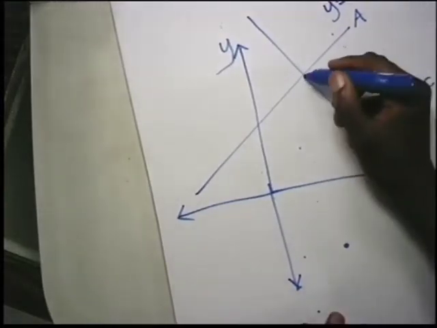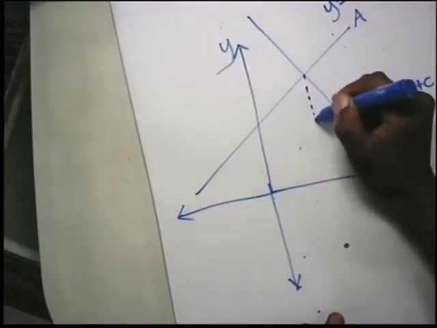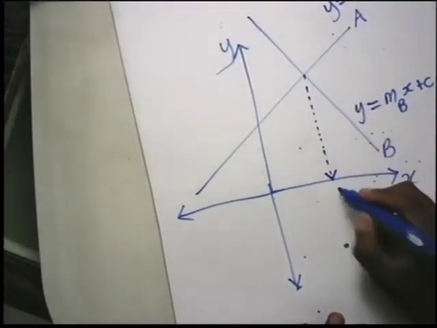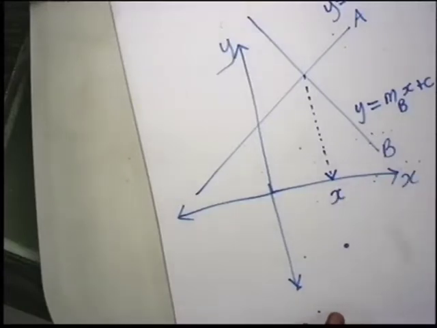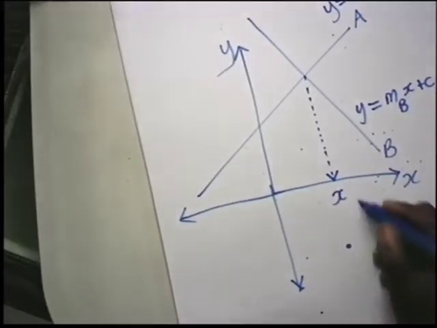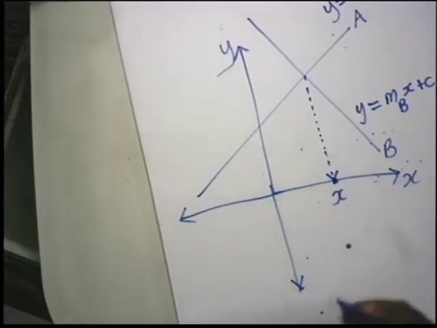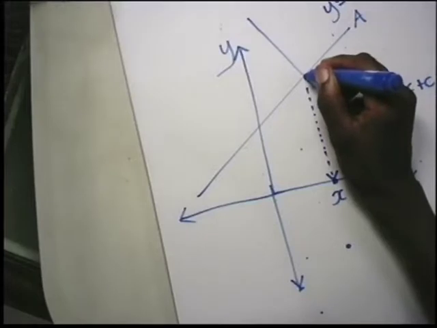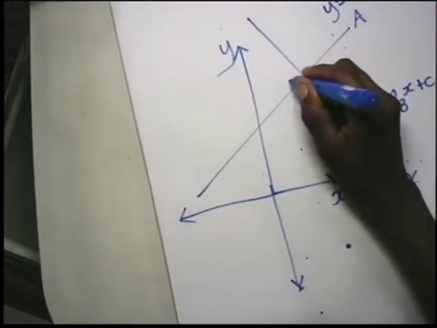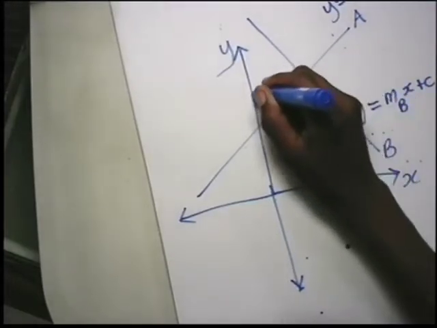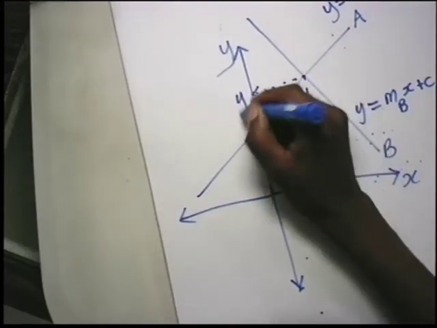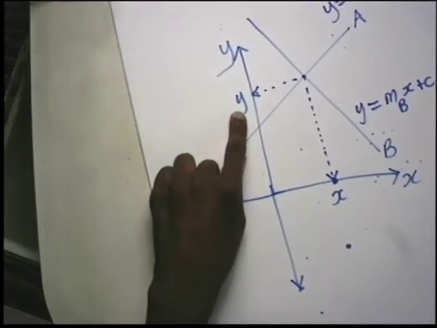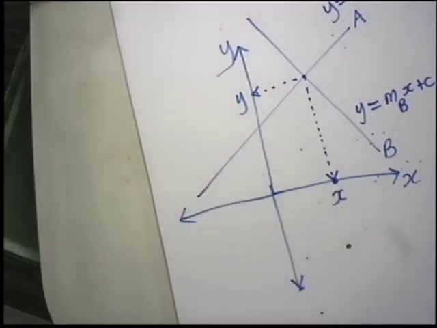What we do, you indicate on your graph, you go down from the point of intersection to the x-axis, and you read off the value of x from there. So this will be the value of x, and again you go back to the point of intersection, move horizontally to the y-axis. The number that is there will make the y value. So now you have two values, y and x.